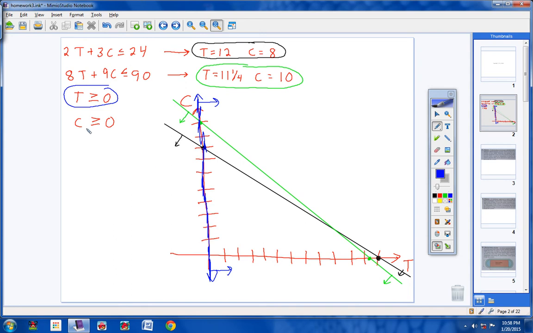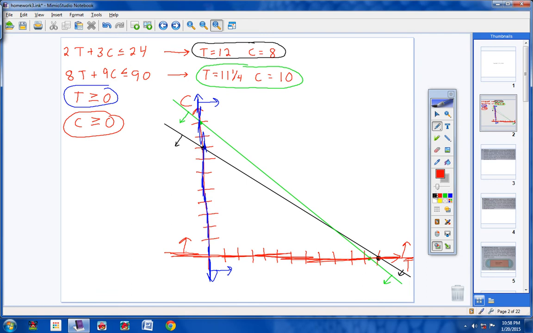Now, c is greater than 0. I guess we'll use a different color. Maybe yellow or red. We'll use red. So, c is greater than 0, so it's a line going through the c-axis at 0. C is greater than 0, so we're going to shade up.